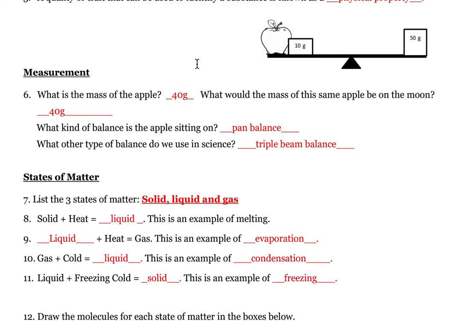What would the mass of this simple apple be on the moon? Remember that mass does not change, so the mass would be 40 grams. Weight changes, but mass does not. What kind of balance is the apple sitting on? This is a pan balance. What other type of balance do we use in science? We use a triple beam balance.